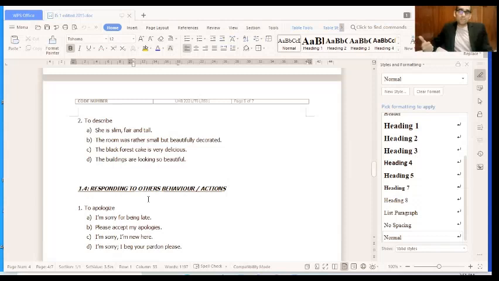Okay, let's move on to another example, to describe. Examples are: she is slim, fair, and tall. The next example, the room was rather small but beautifully decorated. The black forest cake is very delicious. The buildings are looking so beautiful. So this is something about you describing, you're talking about something. So the function is to describe.